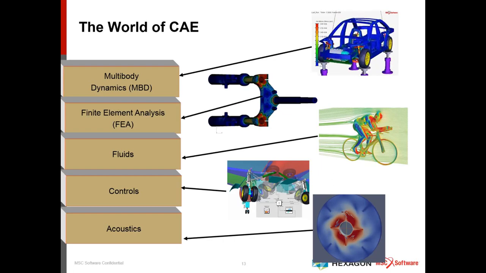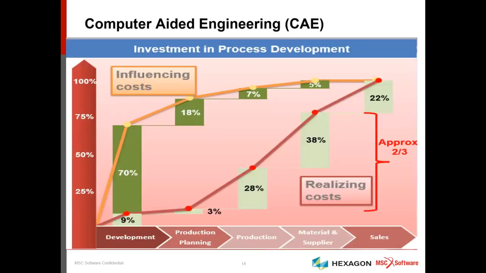And why do we have to simulate at the beginning of a project? Why today do we start immediately with the simulation? Because every decision you take in the early design of your project has a great impact on the cost of your project.